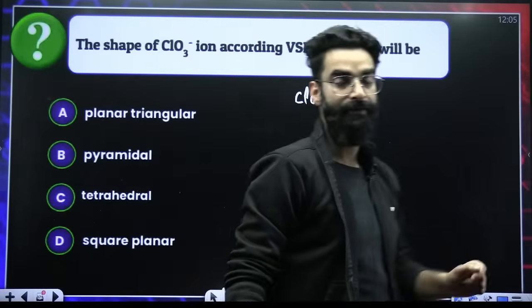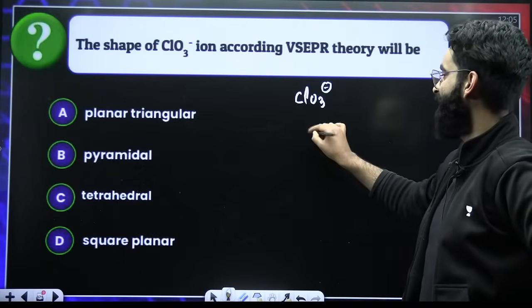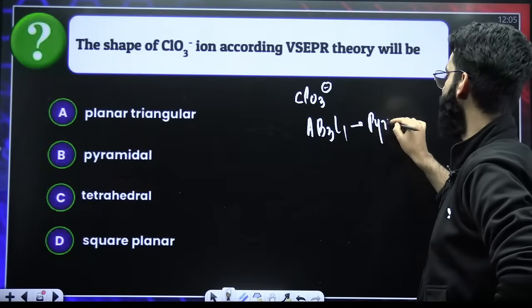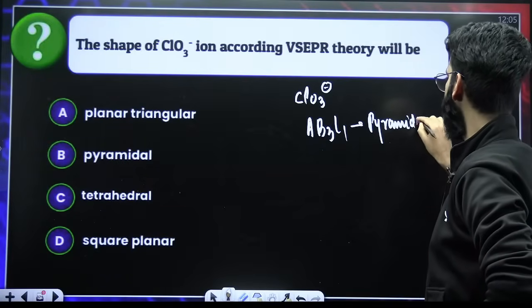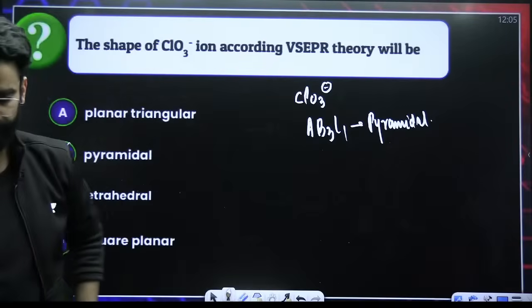Which one is it? The type of the molecule is AB3L1, which has to be pyramidal, right? So option B is the one which is correct.